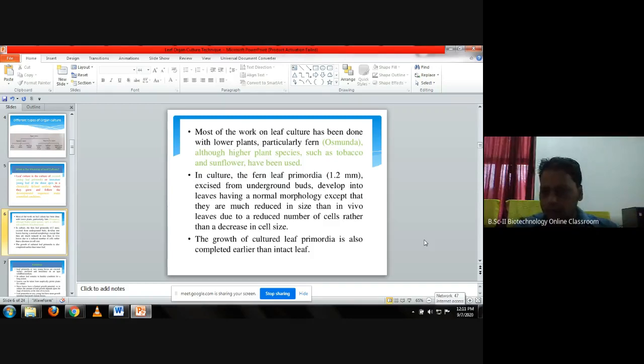Now what they did: in our botanical garden we have fern. There is a jackfruit tree, and on that jackfruit tree we have a large collection of ferns. Fern leaf primordia keep on unrolling themselves and grow into a whole leaf. So scientists excised this leaf primordia and put it into culture medium. Here the growth was normal, but only the size was reduced compared to the natural size of the leaves. Growth of the cultured leaf primordia is also completed earlier than in the intact leaf.